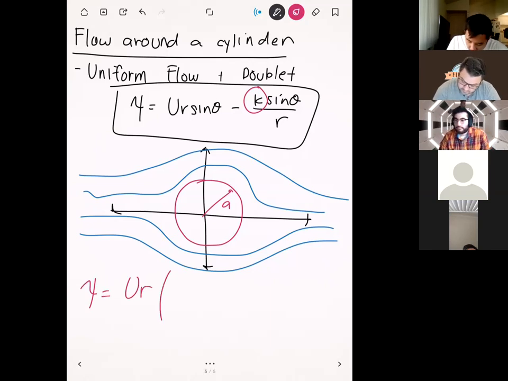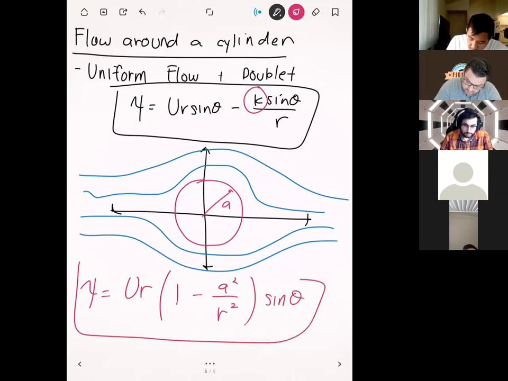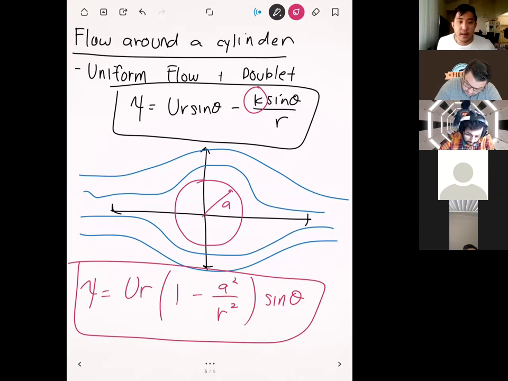Okay, so it's going to be U R (1 minus A squared over R squared) sine theta. Okay, and so basically, in order to get this equation, what I did was I assumed that the sphere had a radius A, and then I solved for K in terms of A, and this is what we get. Okay? And so this is a little bit more intuitive because here you can just plug in directly the physical quantities of the situation. So you can plug in the uniform velocity U, which is usually pretty easy to solve, and you can plug in just the radius of the cylinder A. So this form is a little bit easier to work with because then you don't have to work with some arbitrary K variable. Okay? All right, any questions on this?